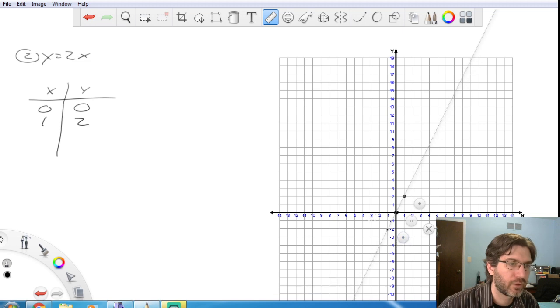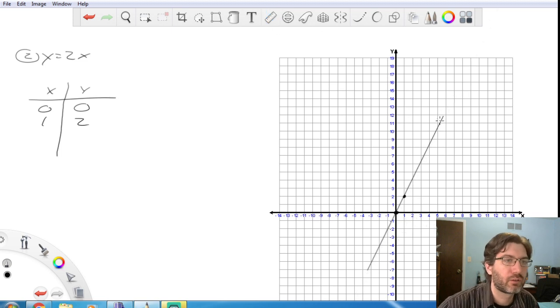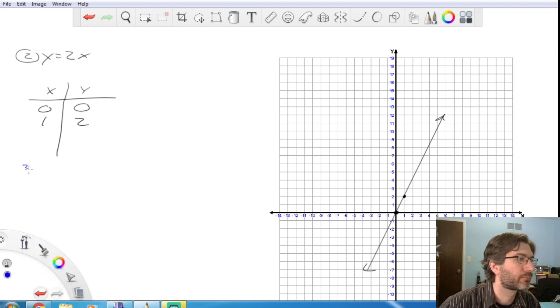It should look like that. And don't forget, lines have arrows on both sides, so your graph should look like that. Number 3, I'll do in blue. No, I don't want to erase anything. And this says f of x equals 3x minus 4.